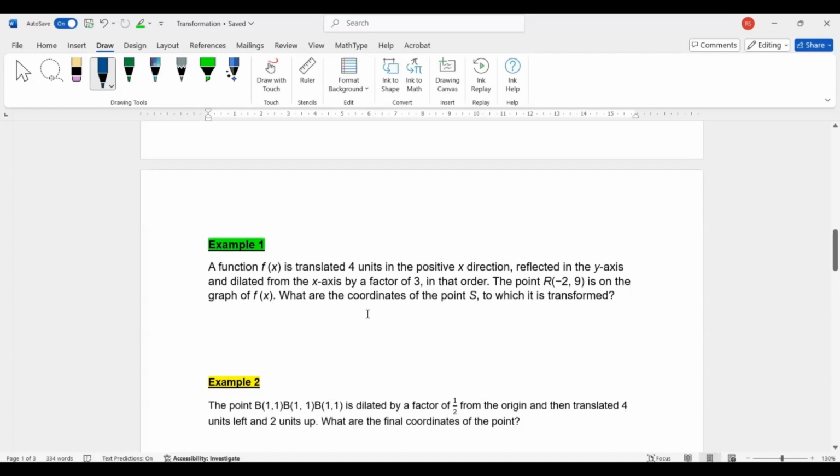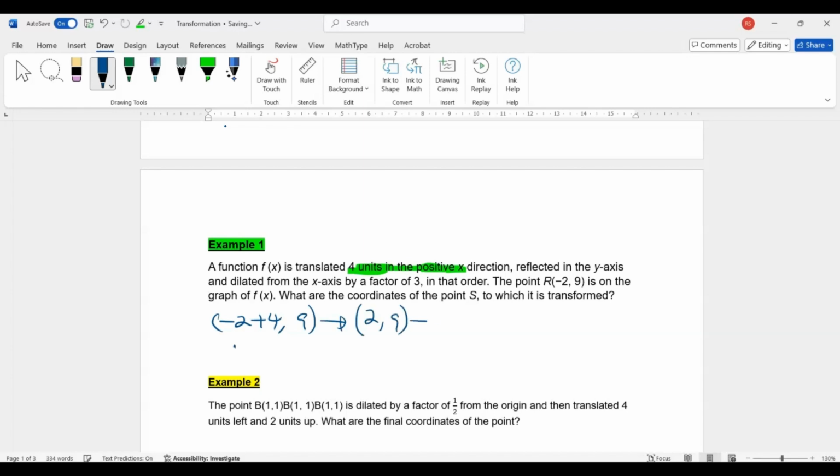The first example: a function f of x is translated 4 units in the positive x direction, reflected in the y-axis, and dilated from the x-axis by a factor of 3, in that order. So the order that has been given is what it means. The point R is on the graph. What are the coordinates of the point S to which it is transformed? So let's do it step by step. The first is translation, translated 4 units in the positive x, so we add 4 to the x value. That means negative 2 plus 4, which gives me 2.